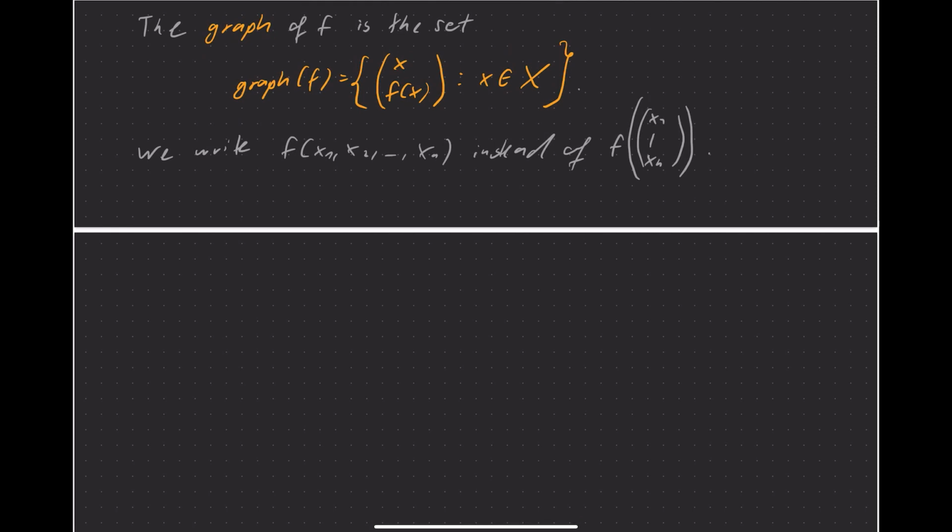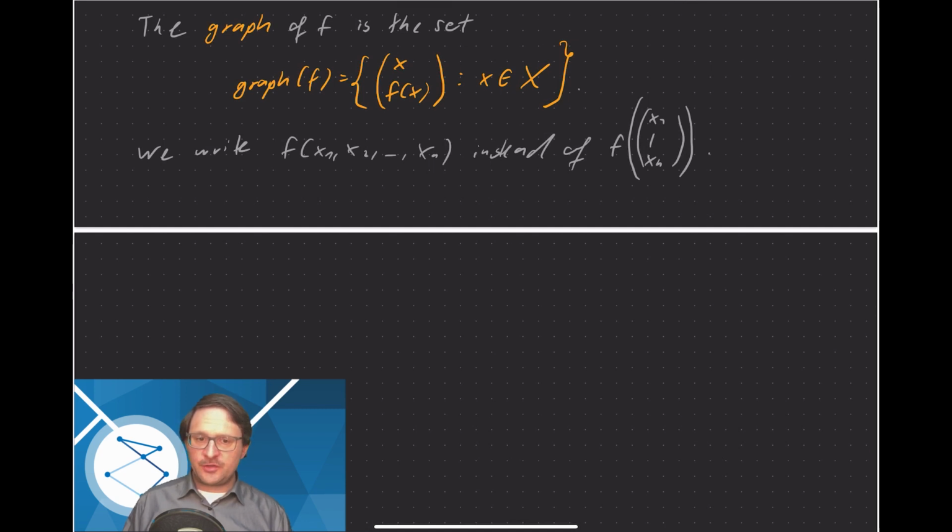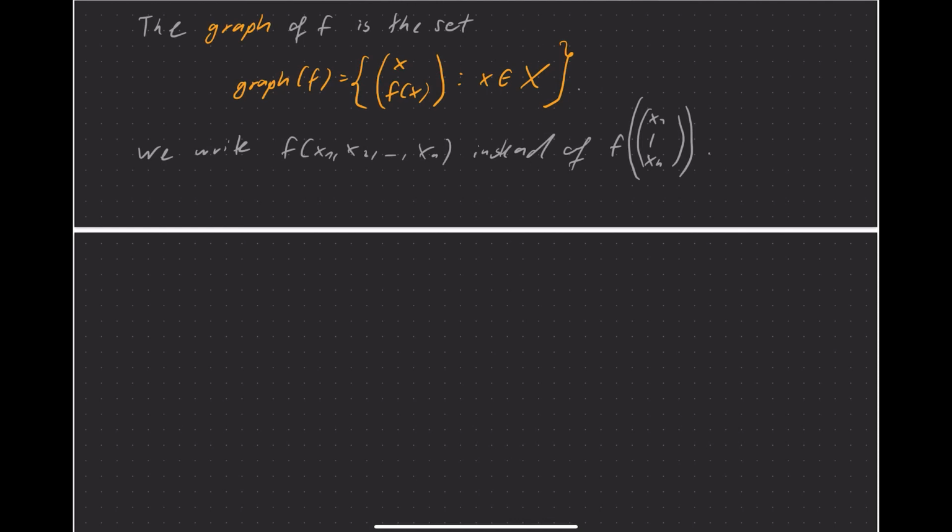And then one more special case. If the input consists just of a real number and the output is at least a two-dimensional vector, then we call that function a parameterized curve. The name will become clearer in a minute when we talk about visualizations. Okay, so if n equals 1 and m is at least 2, we call f a parameterized curve.